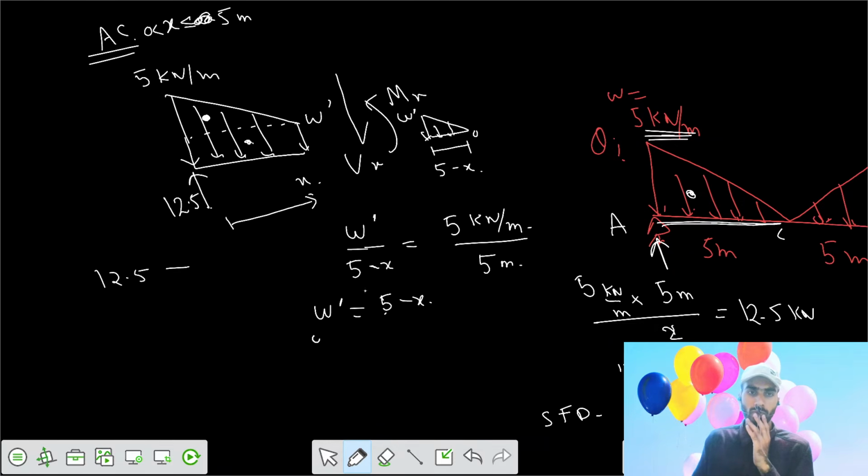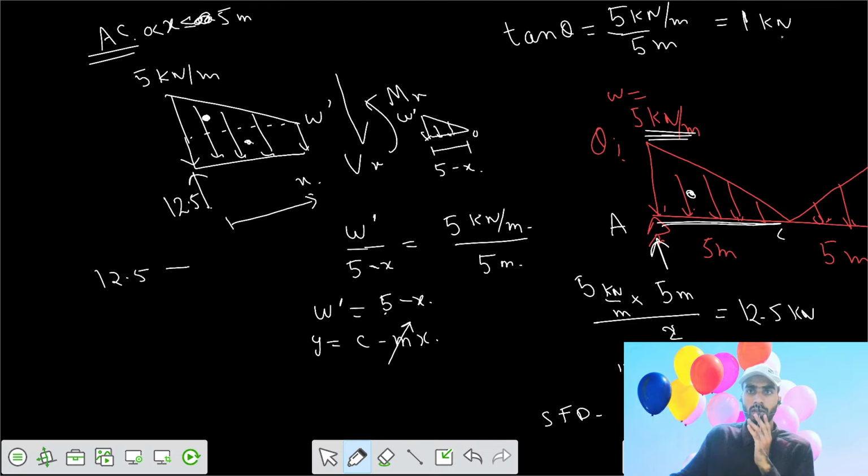The equation becomes y equals c minus mx. Your slope becomes tan theta. Tan theta is your perpendicular by base, 5 kilonewton per meter by 5 meter, that is 1 kilonewton, your tan theta. So that's your slope m, and your c is your maximum intercept, which is 5. So y equals 5 minus x. Finally we got the value of W dash, which comes out to be 5 minus x.